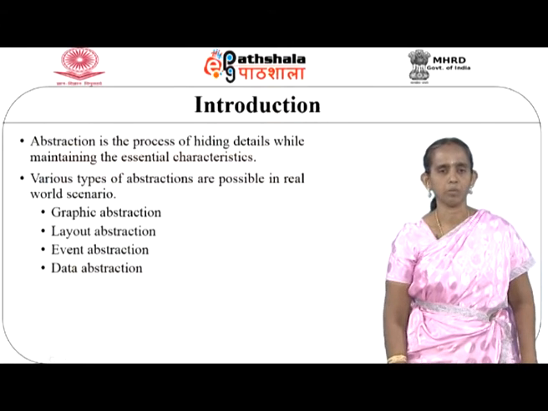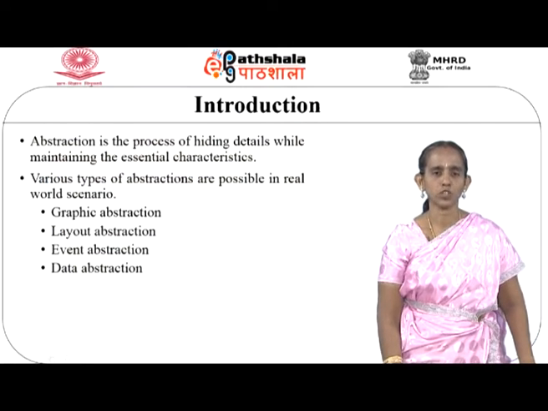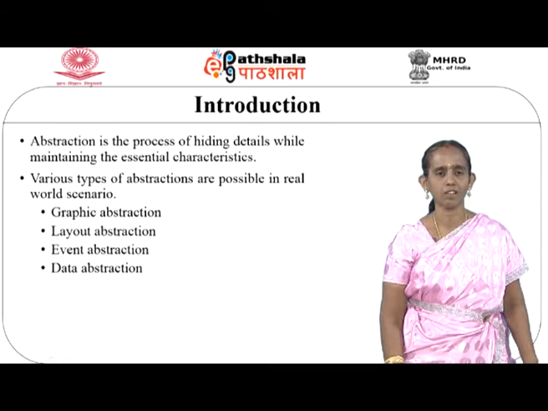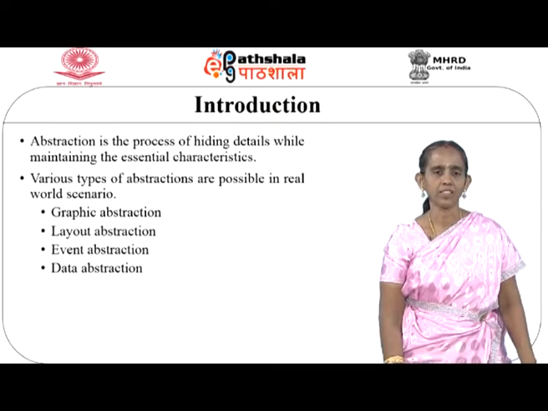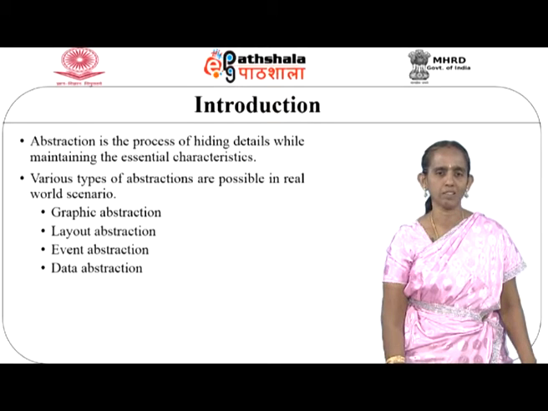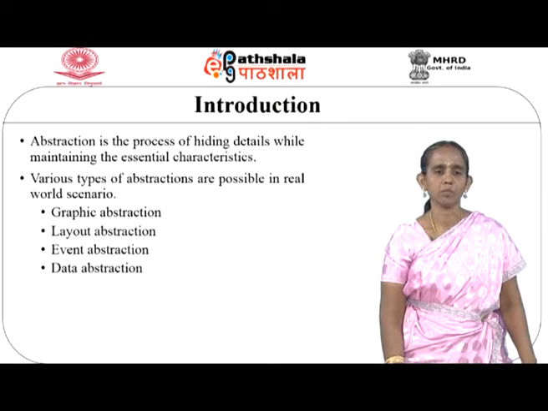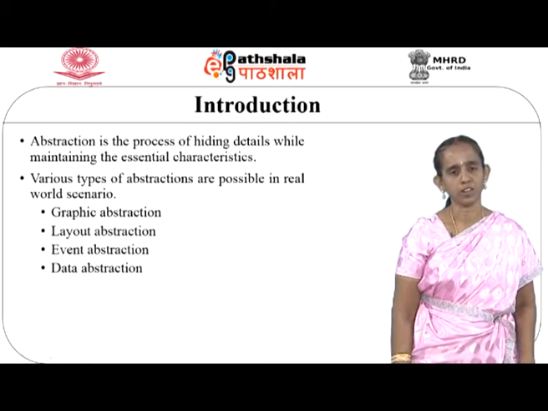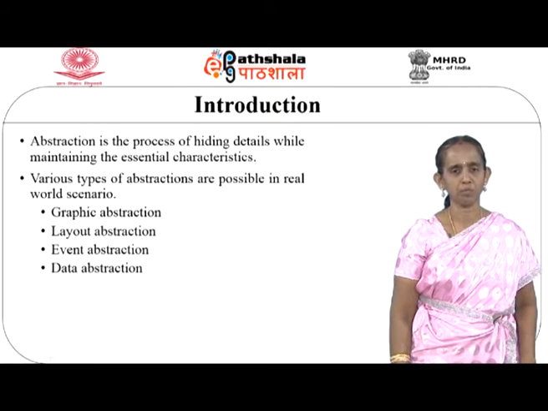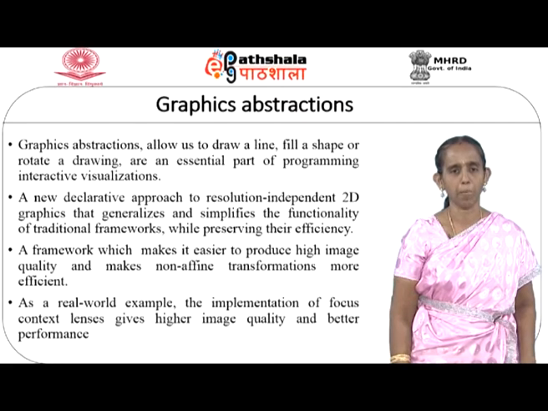So what is abstraction? Abstraction is the process of hiding details while maintaining the essential characteristics as they are. There are various types of abstractions that are possible in real world scenarios. These types are classified as graphical abstraction types, layout abstraction types, event abstraction types, and data abstraction types.